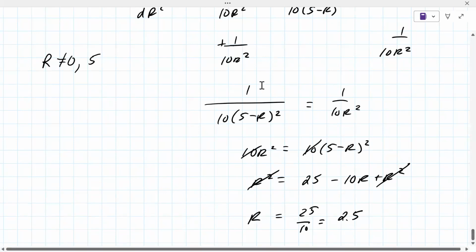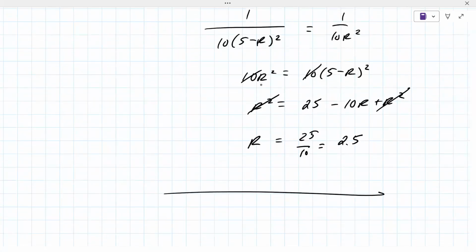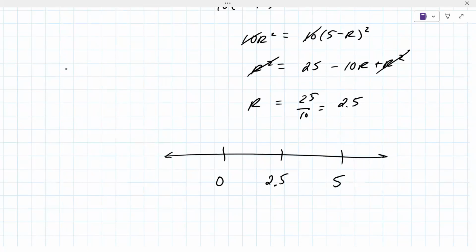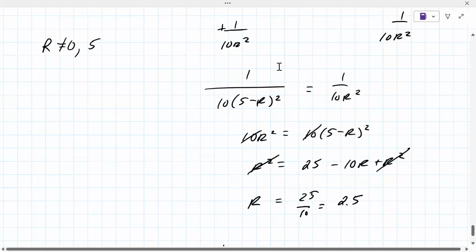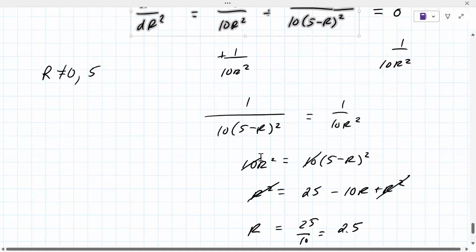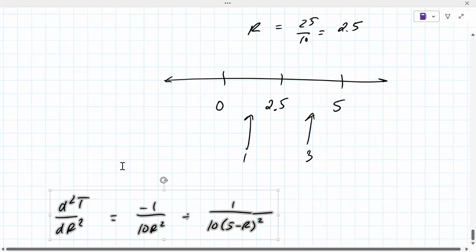Then you should make a sign chart because you don't even know if this is a critical point. May not be. And then you would make sure to include those values that are not allowed, 0 and 5. And you'd want to test something like 1 and maybe 3, but you have to test it in the second derivative. All right, so you're going back to this right here. This is where it gets a little clumsy for most students, especially when you don't have a calculator. It's like, oh, what do I do?